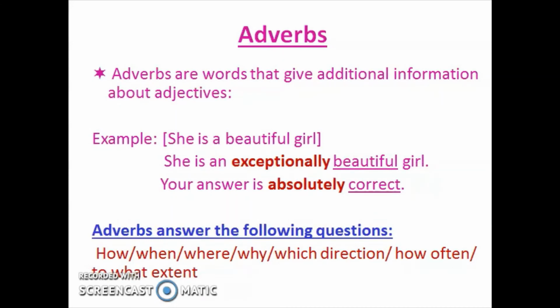Adverbs not only describe verbs but they also give us additional information about adjectives. Remember earlier on when we dealt with adjectives, I gave you an example. "She is a beautiful girl," and I said beautiful is an adjective. Now look at the sentence that I have modified this into. "She is an exceptionally beautiful girl." The word exceptionally describes the adjective beautiful and hence is another adverb.